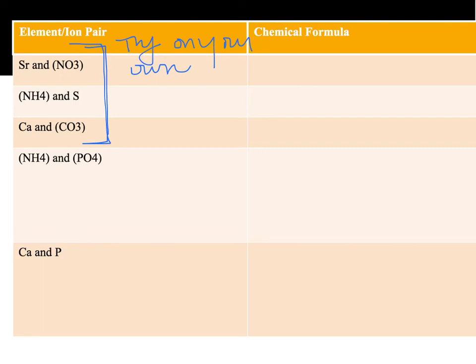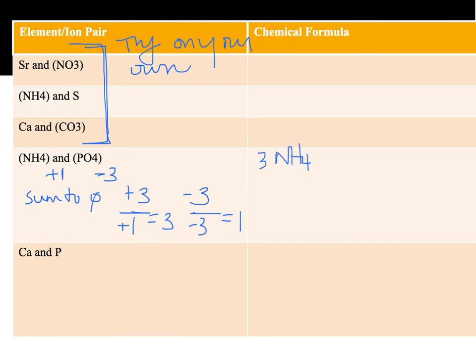Okay, but this one, NH4, is ammonium. It's one you were supposed to remember, +1, and phosphate has a -3 charge. So to get them to sum to 0, you need a +3 and a -3. Divide by the ionic charge. +3 divided by +1 is 3. -3 divided by -3 is 1. So you need 3 NH4s and 1 PO4. Okay, so here's how you're going to write that. Remember, you put the NH4 in parentheses, put the subscript on the outside. (NH4)3PO4.